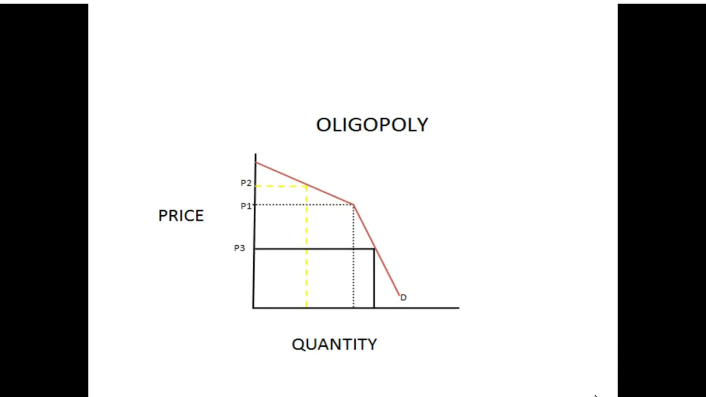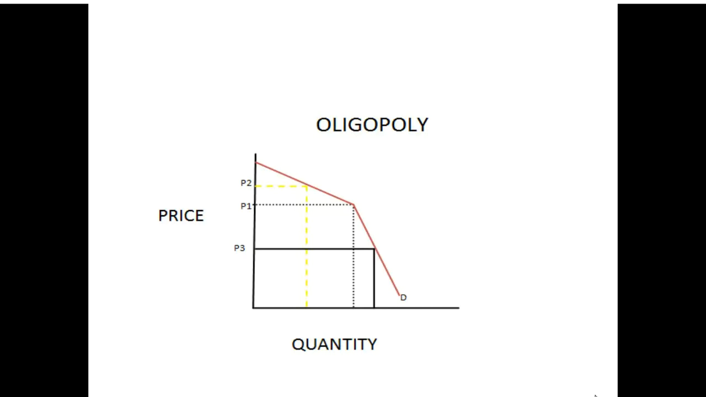Because this is the point where everyone has agreed prices should be. After analyzing each other's behavior, they believe that this is the safest price. So they will settle at the safest price, where the other person will not respond in a negative way. So they have settled here. Okay, P1 is the settled price.